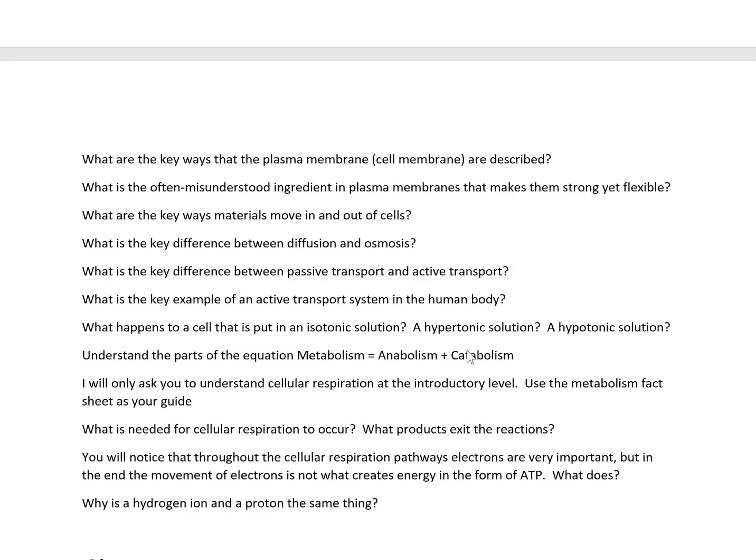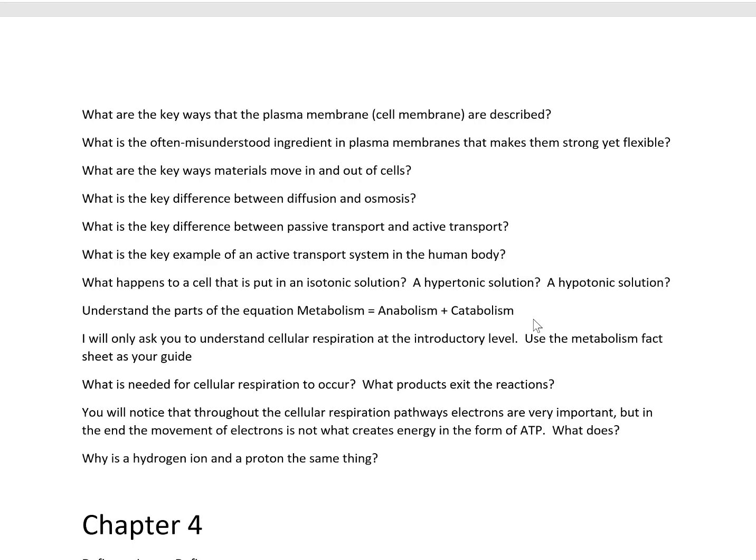What are the key ways materials move in and out of cells? The big ones I focus on are diffusion, osmosis, and active transport. They actually have very similar definitions. Diffusion is the movement of solutes from an area of high to low concentration. Osmosis is the movement of water, which is the solvent, from high to low concentration. And then active transport is things moving from low to high concentration.